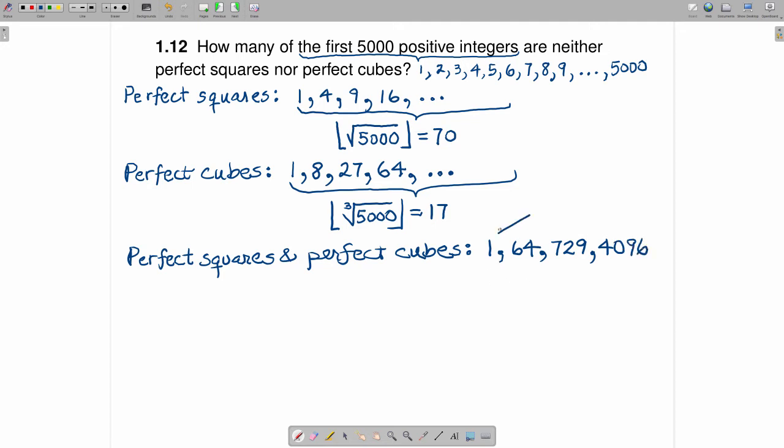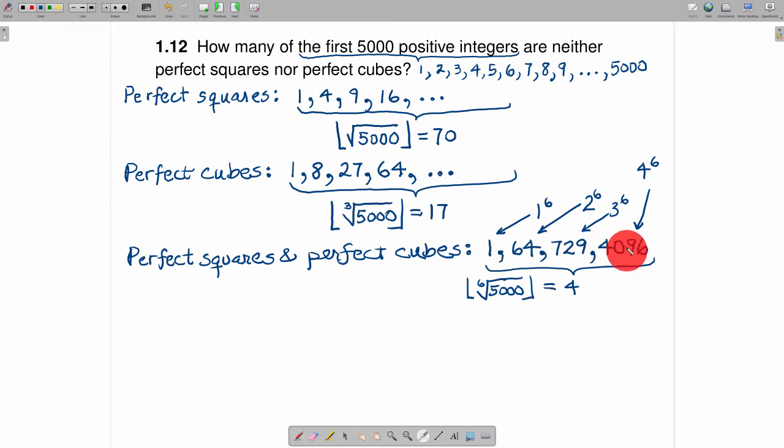Now, how did I figure these out? It turns out that 1 is 1 to the 6th power, and 64 is 2 to the 6th power. This is the only way they get to be both a perfect square and a perfect cube: they are a perfect 6th power. 729 is 3 raised to the 6th power, and 4,096 is 4 raised to the 6th power. 5 to the 6th power is way outside the range 1 to 5,000, so we only get 4 numbers here. If you wanted to figure that out without listing them, you would take the 6th root of 5,000 and take the floor of that, and you would get 4. But fortunately, in this case, we're able to list them all out.